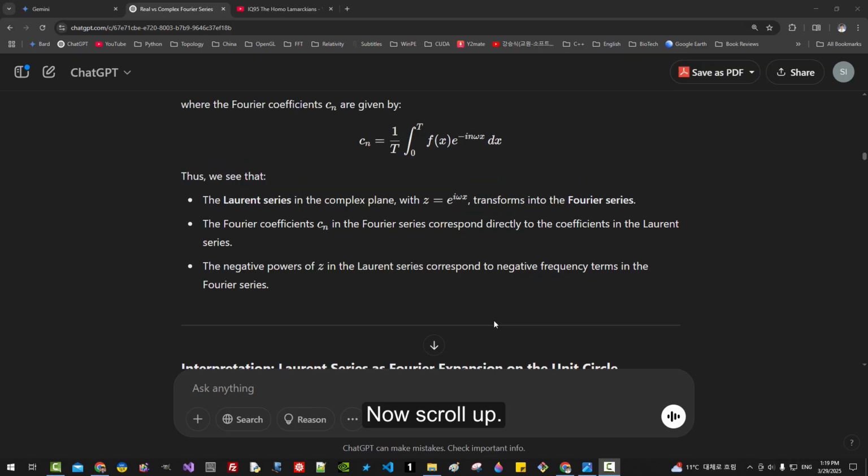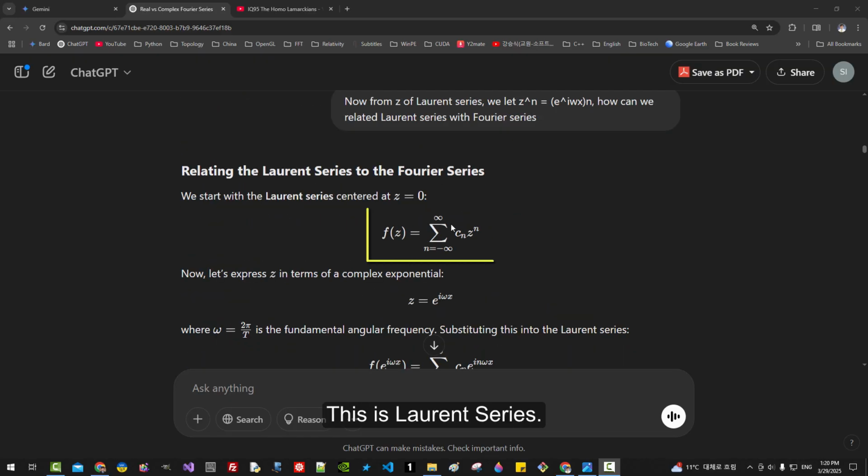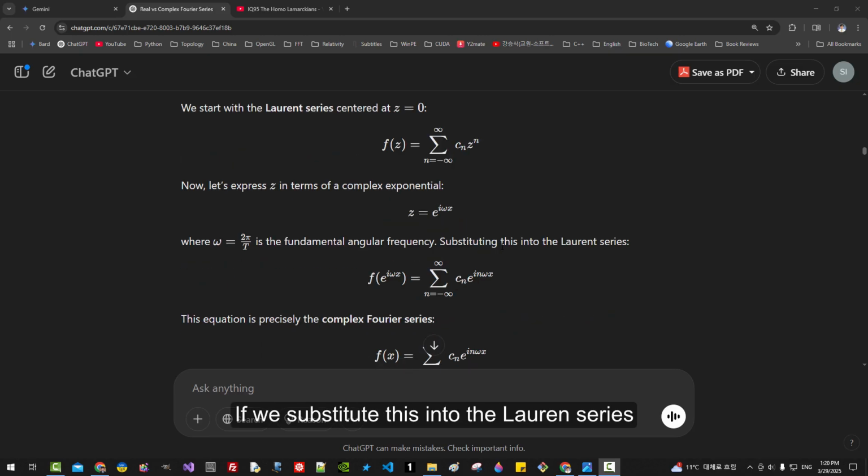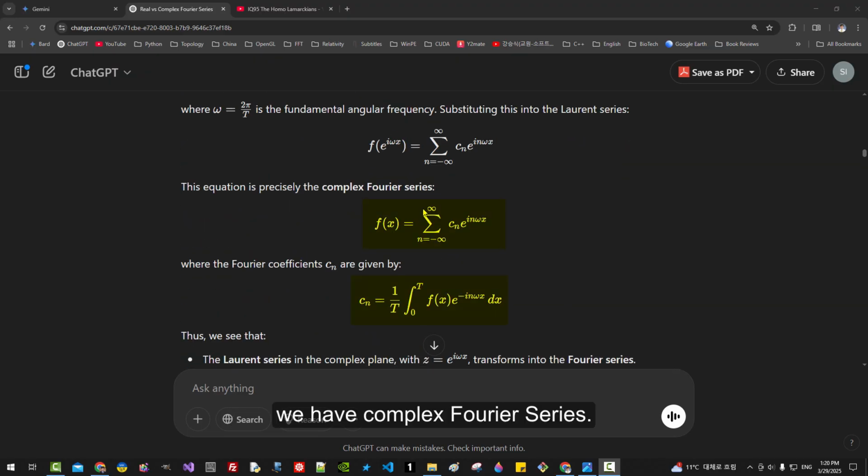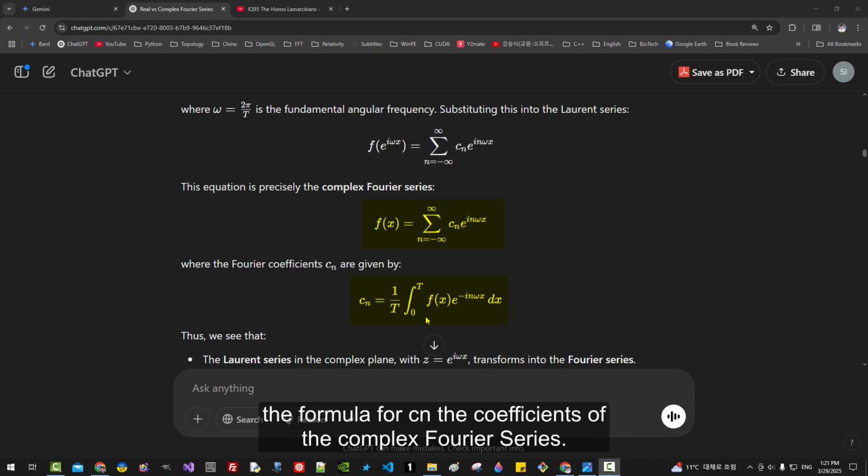This deep link is widely used in applications like signal processing, harmonic analysis, and residue calculus. Now scroll up. This is the Laurent series. But if we let z equals e to the i omega x power, with omega equals 2 pi over T, the fundamental angular frequency, and substitute this into the Laurent series, voila, we have the complex Fourier series, where the Fourier coefficients Cn are given by the formula for Cn of the complex Fourier series.